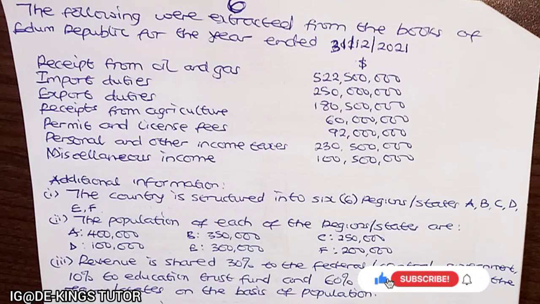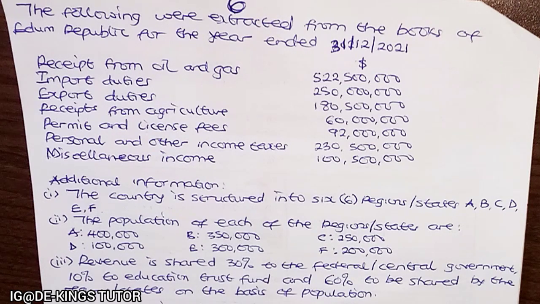Now, this is the number 6 question of the WAEC 2023 accounting questions. The following were extracted from the books of Idum Republic for the year ended 31st December 2021.